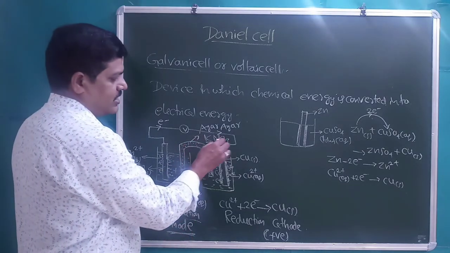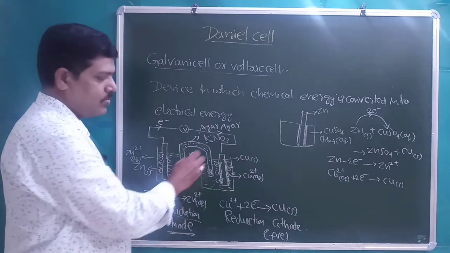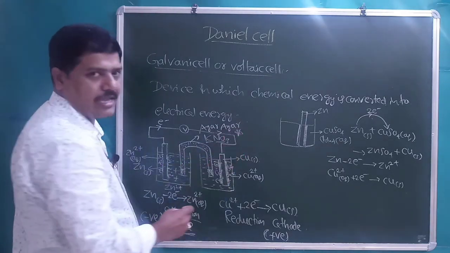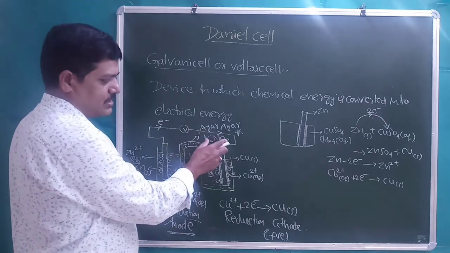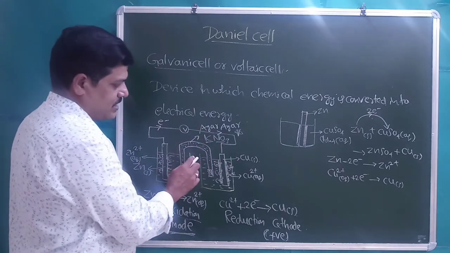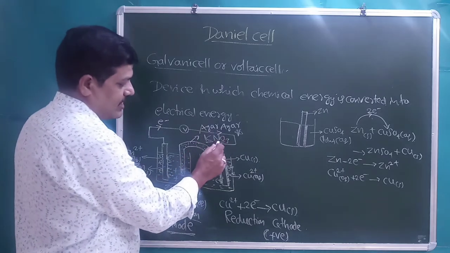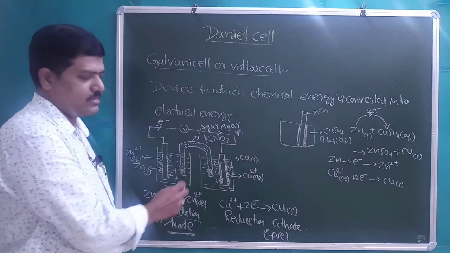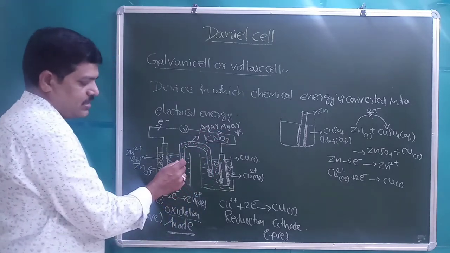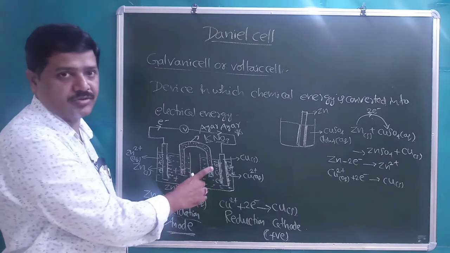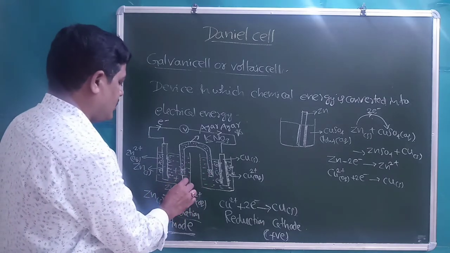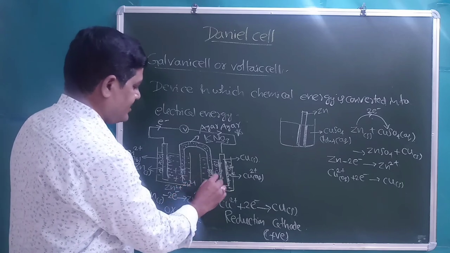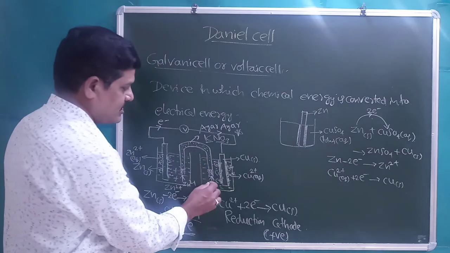Here, why is KNO3 used? Sometimes they will ask. The mobility of K+ and NO3- is the same. That's why this salt bridge is filled with a strong electrolyte like KNO3, and it is made into a paste-like substance, agar, which does not allow these two solutions to mix. It allows only the flow of ions. The positive ions will flow in this direction, and negatively charged ions will flow in the opposite direction.